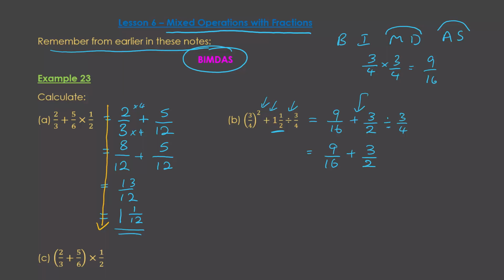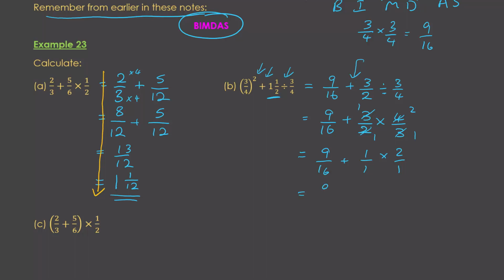And for the division, we're going to keep, we're going to flip, and we're going to change. 3 goes into 3 once, and there as well. 2 goes in here once, and in here twice. So I've got 9/16, and just tidying here, I've got 1/1 times 2/1. So that's going to be 9/16 add 2, which very nicely, remember it's 1 times 2 is 2, 1 times 1 is 1, so that's 2/1, which is just the same as 2. So that is just going to be 2 and 9/16.